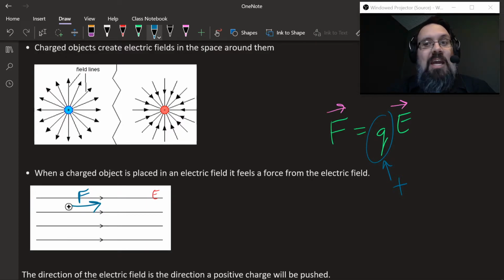So is electricity a vector? When you say electricity, you've got to be specific. Are you talking about the electric force or the field? The electric force is a vector, and the electric field is a vector.